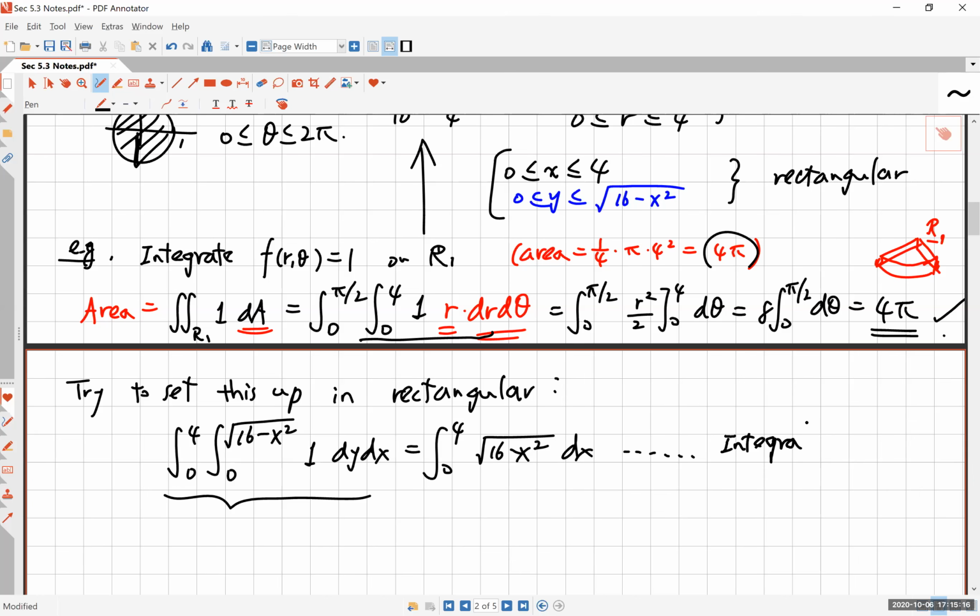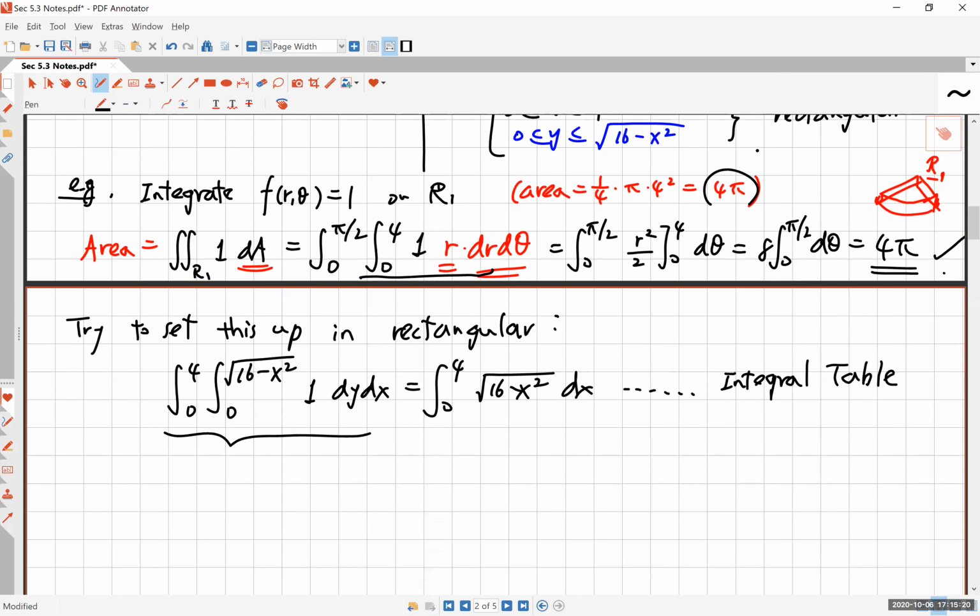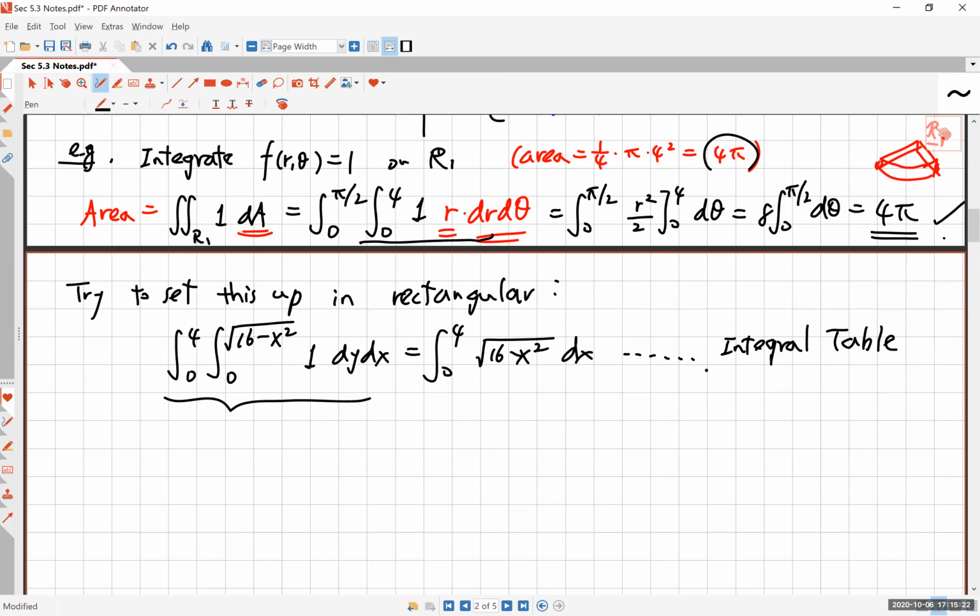Remember the table of integrals? And you can find a form that involves the square root of something minus something squared. And you should be able to do that. And so that's possible. But remember, this is a lot more complicated than what we did simply in double integral in polar coordinates. Okay, all right, let's go to the next problem.